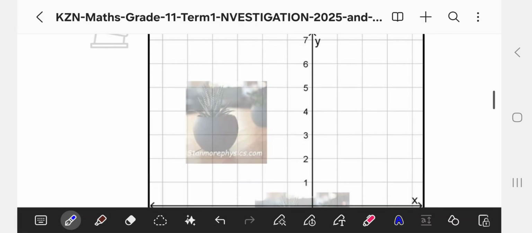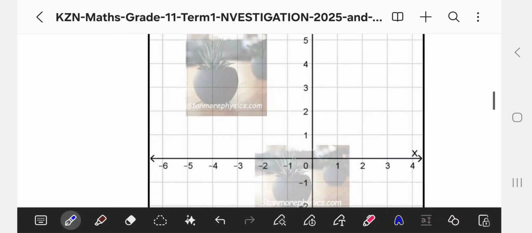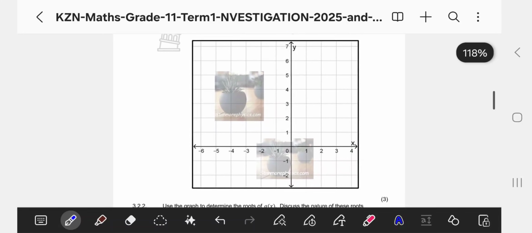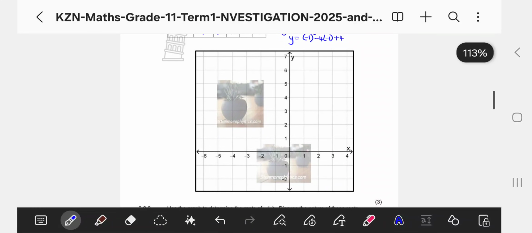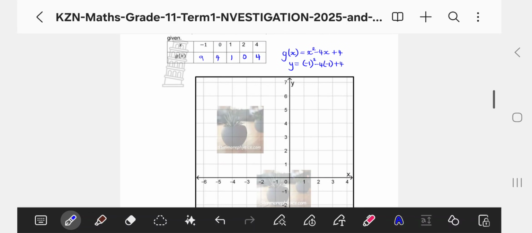So negative 1 and positive 9. Here is negative 1, and let us find positive 9. It is actually out of this graph because the highest y value we have is 7. So I'm just going to leave that point out.